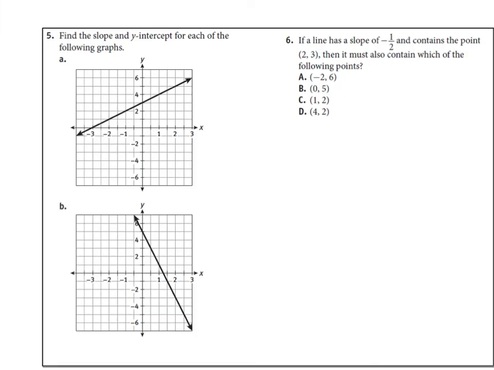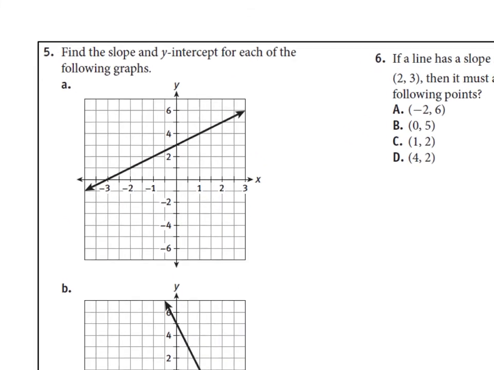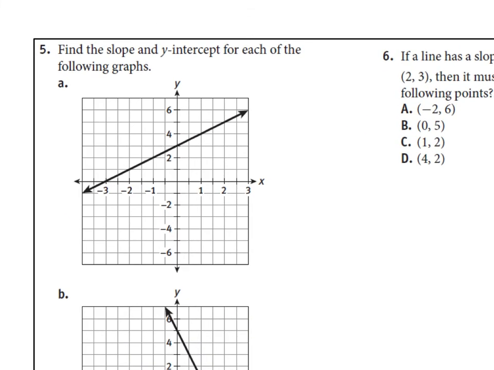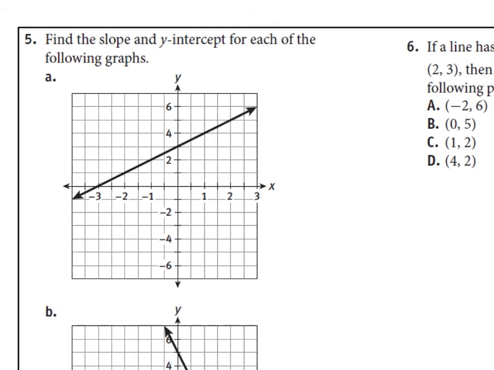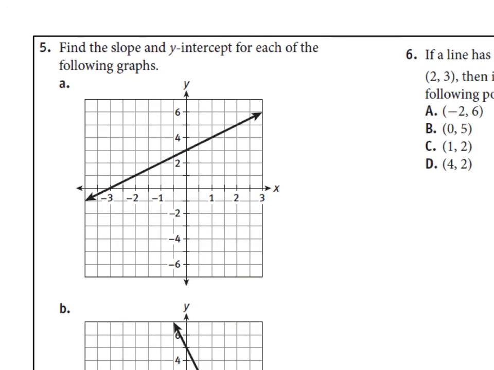Let's get a couple more. Number 5, so they give us graphs, and they want us to find the slope and the y-intercept for each. So if we are given this graph here, let's do what we did before and find the slope, and then we'll find the y-intercept too. Maybe we can find the y-intercept first.